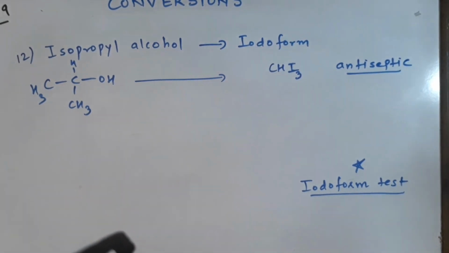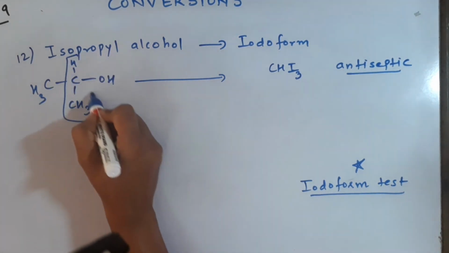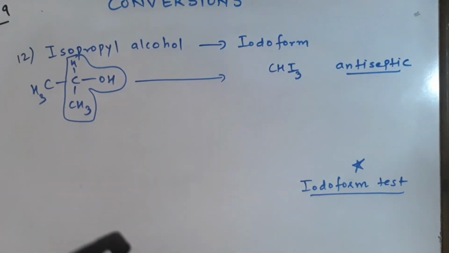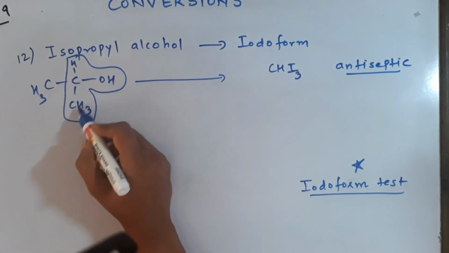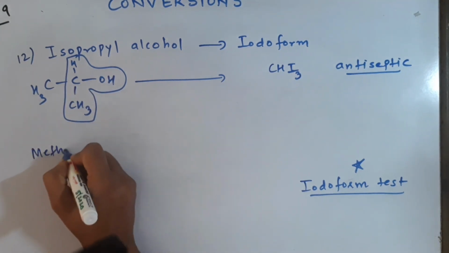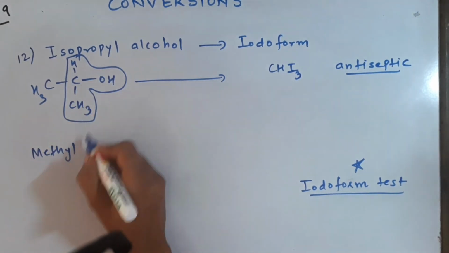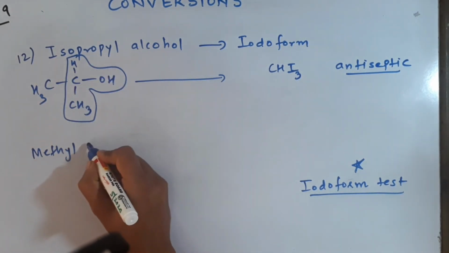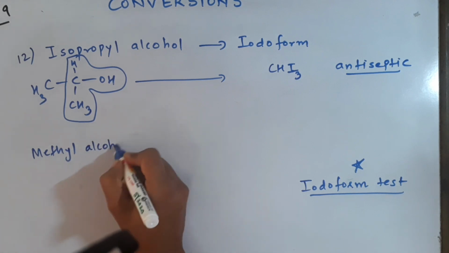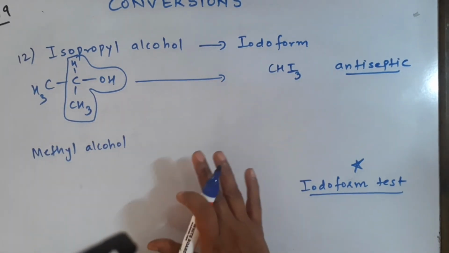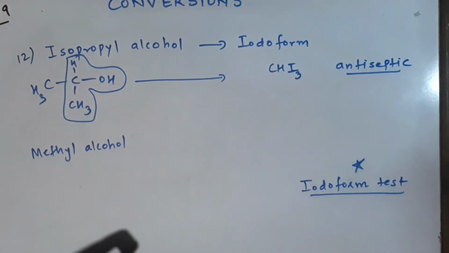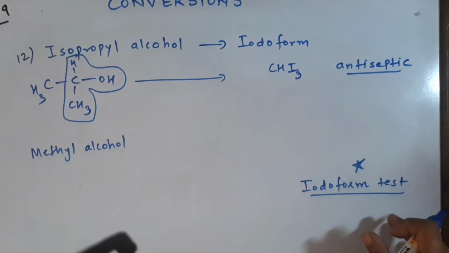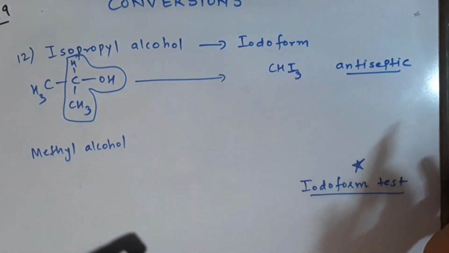So what structural linkage are you going to check for in a compound? This structural linkage you are going to test. If a compound possesses the OH, or you can say methyl alcohols, so this portion which I have put in the bracket is called methyl alcohol. So all those alcohols which have this kind of structure will show a positive iodoform test, and they will form iodoform.